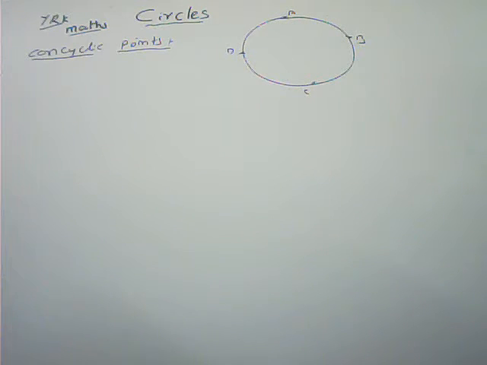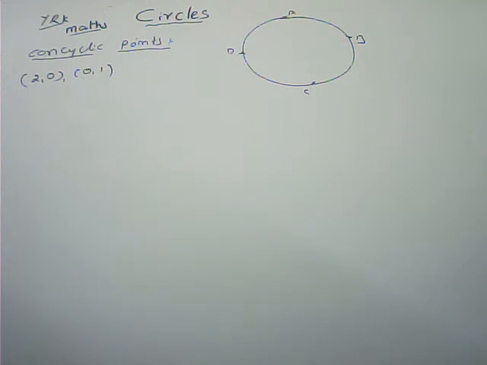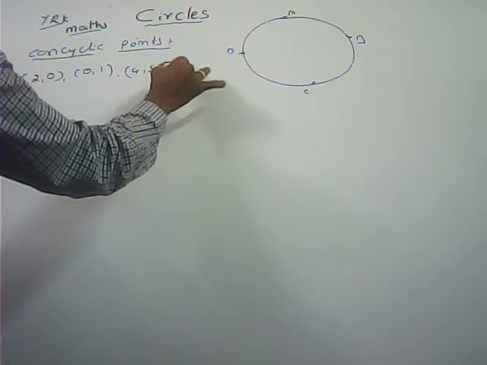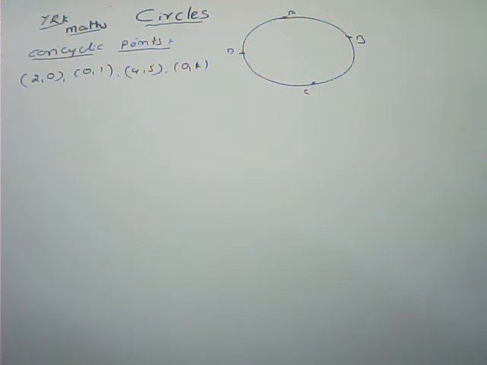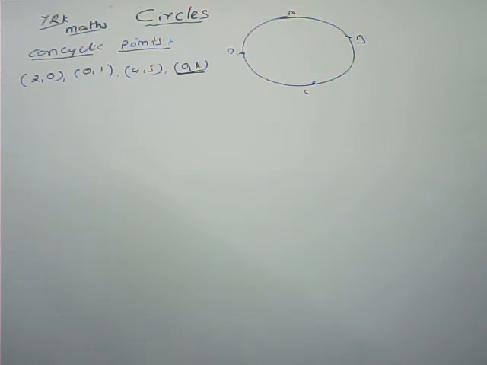Now here, the points 2 0, 0 1, 4 5 and 0 k are concyclic. Find the value of k. These 4 points are concyclic. See, first we have to find the equation of the circle that passes through 3 points, not containing the unknown term k. First we can find the equation of the circle passing through these 3 points.